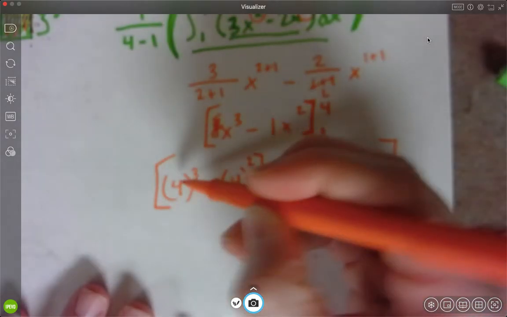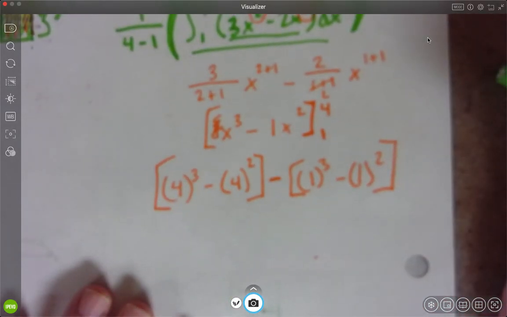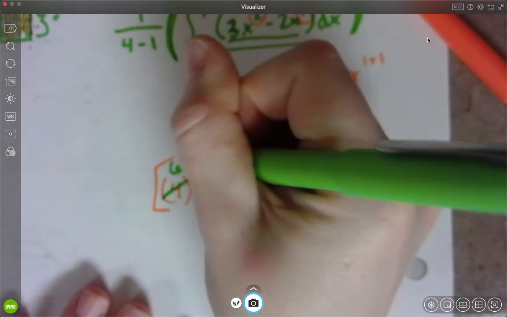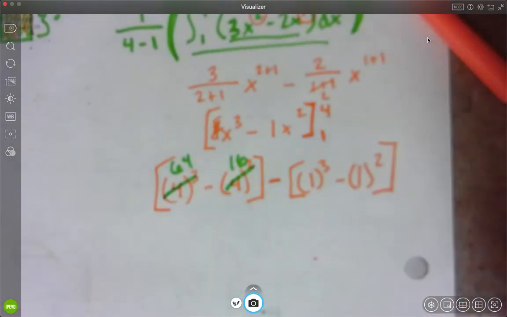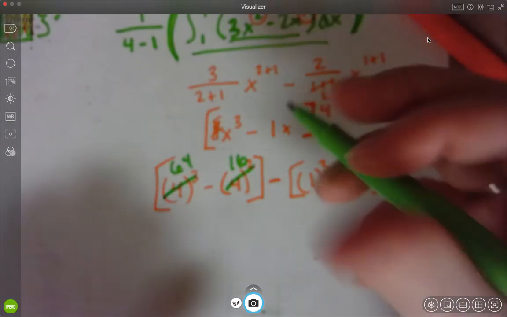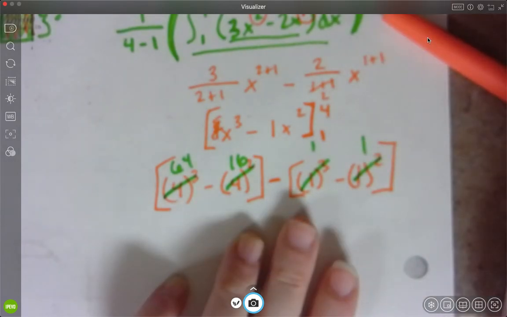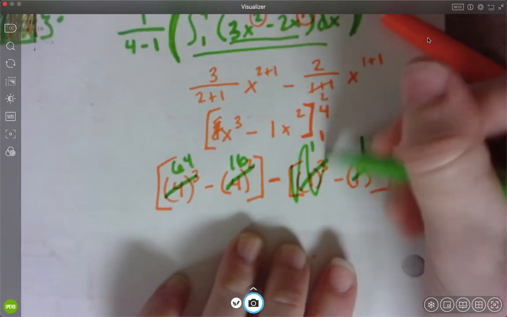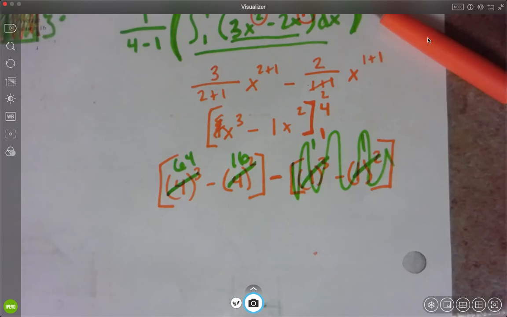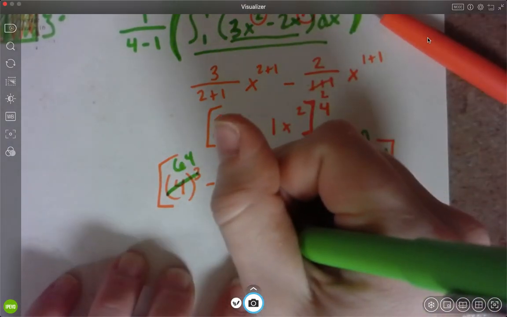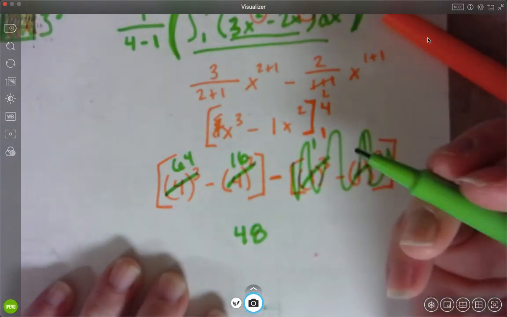So 4 cubed is 4 times 4 times 4, which I think is 64. 64 minus 16, okay? And then I have 1 cubed is 1, minus 1. Really, 1 minus 1 is going to make this entire part go away, because 1 minus 1 is 0. So I'm really just looking at 64 minus 16, which is 48.